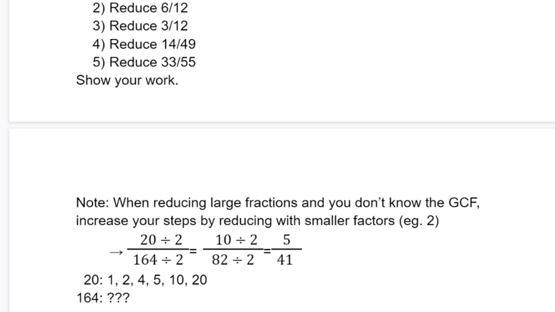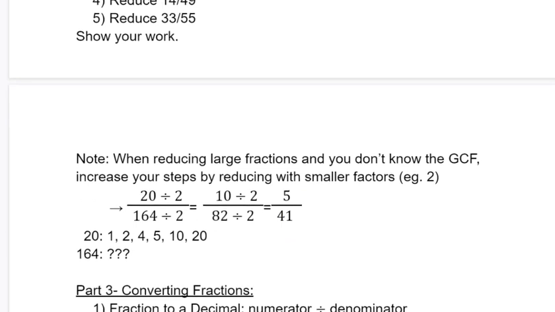When we reduce 20 by 2, we get 10. And when we reduce 164 by 2, we get 82. And I look at 10 and 82, and they're still able to become smaller fractions. 10 divided by 2 is 5, and 82 divided by 2 is 41. I look at 5 and 41, and you can't reduce them anymore. They're the final answers, mainly because they're prime numbers. And there's no number that will divide into 5 and 41. So therefore, 20 over 164 is equal to 5 over 41.